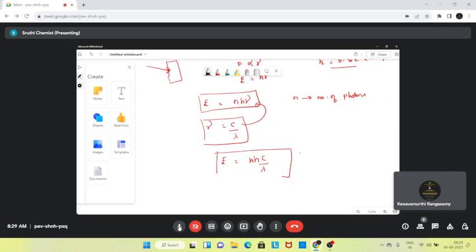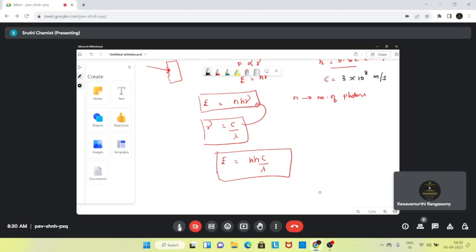So this is one more formula. If the wavelength is given, then you can use this formula. Any doubt in this question, students? Is everyone clear? Yes, ma'am. Okay. So what is the value of C, the velocity of light? It is 3 into 10 to the power of 8 meters per second.